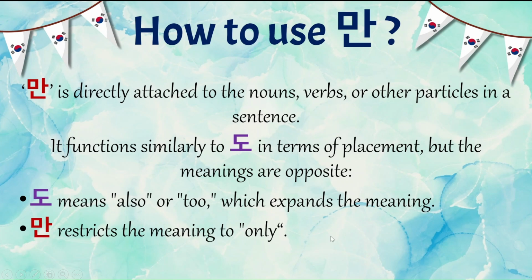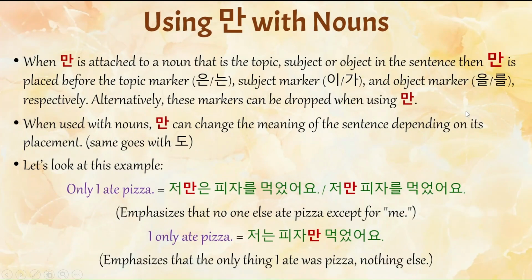Now let's move ahead and see how to use man with nouns, verbs, and other particles in a sentence. First, let's see using man with nouns. When man is attached to a noun that is either the topic or the subject or the object in the sentence, then man is placed before the topic marker or the subject marker or the object marker respectively.